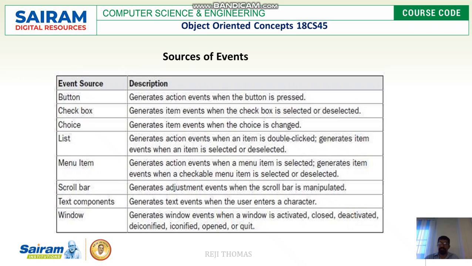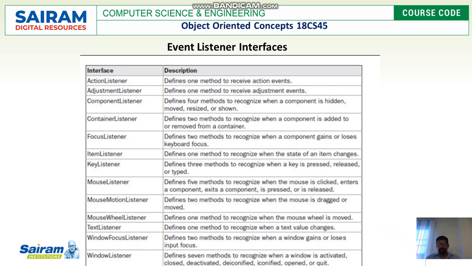As we have seen in the previous videos, there are many sources for events, which can be a button, a checkbox, a choice from a list, a menu item, a scroll bar, a text component, or even a window. So all of these are different sources of events. To deal with these events, we have different interfaces, and we call them event listener interfaces. There are around 13 event listener interfaces.